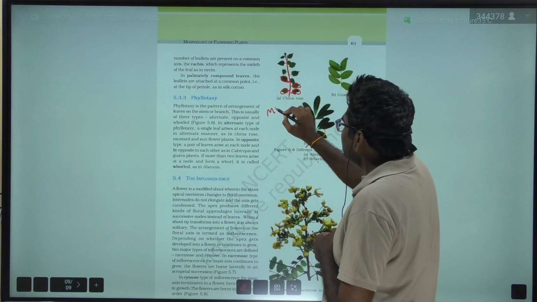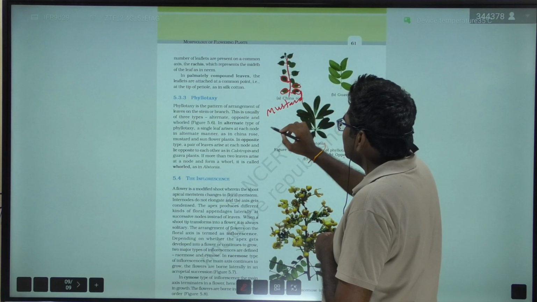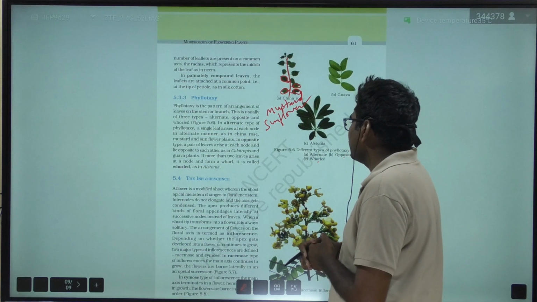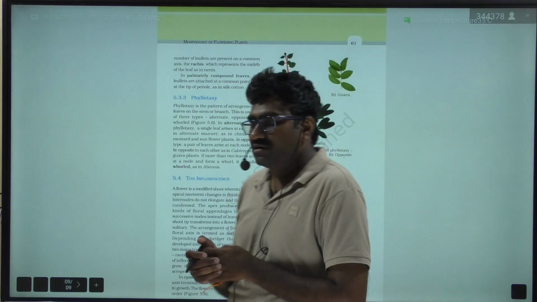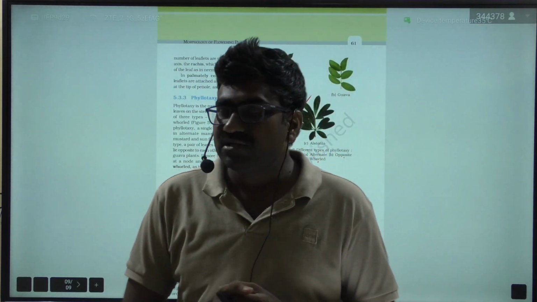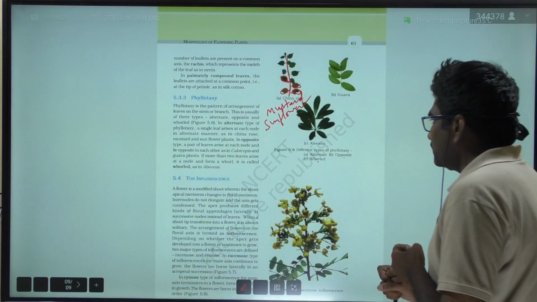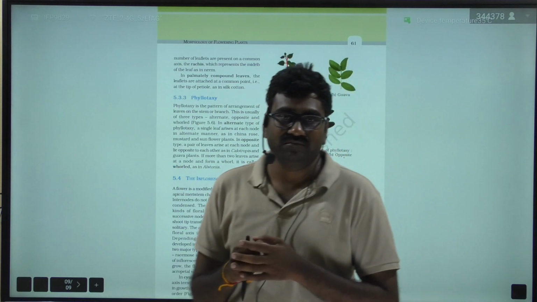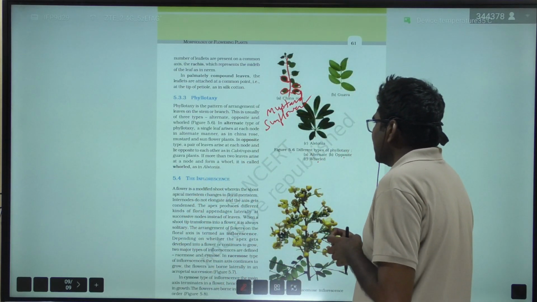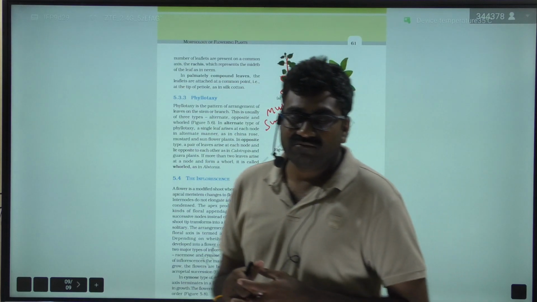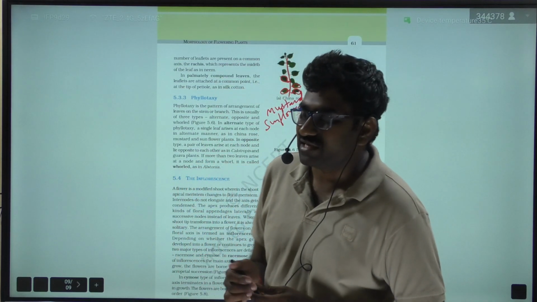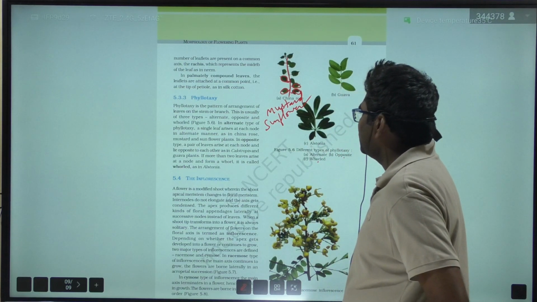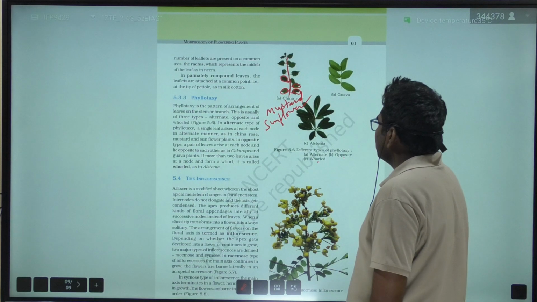Alternate phyllotaxy examples: China rose, mustard, and sunflower. You need to remember the family names also. China rose belongs to the Malvaceae family, whereas mustard belongs to the Brassicaceae or Cruciferae, and sunflower belongs to the Asteraceae family.